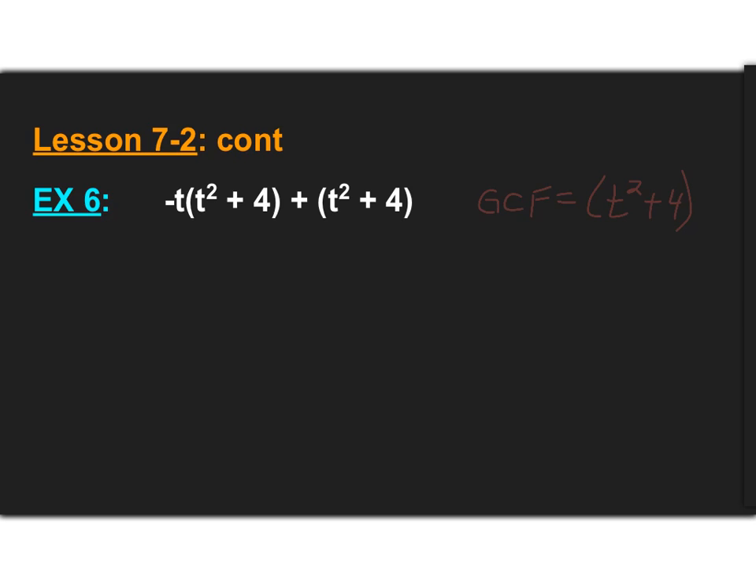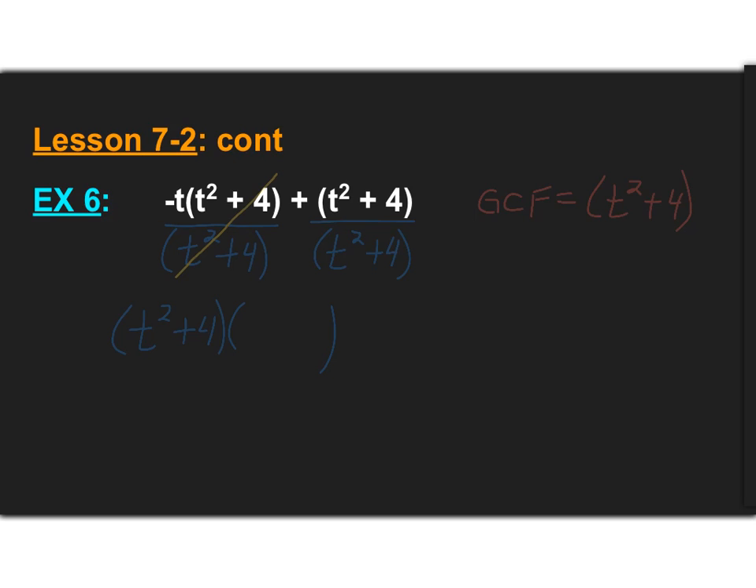Because remember, negative t is a factor because it's being multiplied to this whole thing, t squared plus 4. This is separating it into the next factor, which is t squared plus 4. It's the only factor here because technically there's a 1 here. So we are going to divide by that greatest common factor. So divide both terms by the t squared plus 4 and the t squared plus 4. And of course that t squared plus 4 has to come out in front of parentheses, as we do with all greatest common factors.